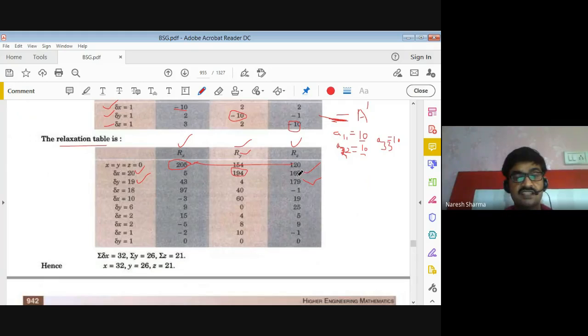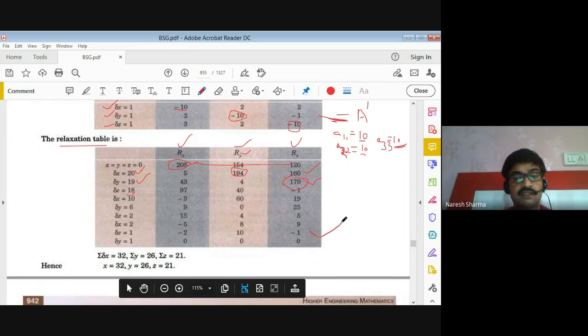Now the largest is this one, belonging to z. So we divide this by the a3 element, that is 10 also here, that is 17.9. So it is nearly equal to 18. So we assume 18 here, multiply the complete z row by 18, and add in this one. So on, you can get this table.